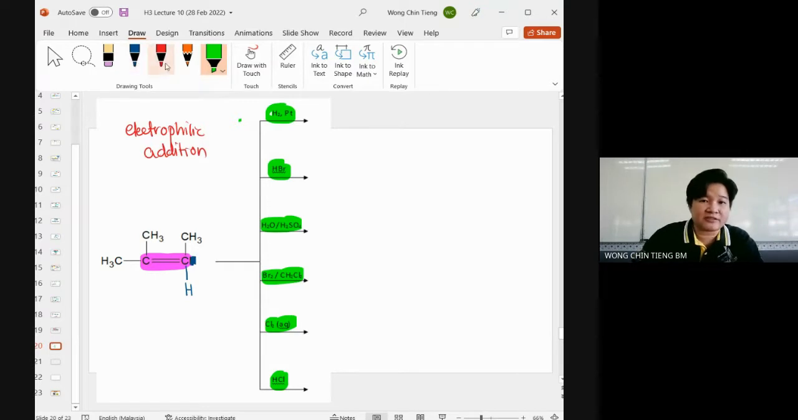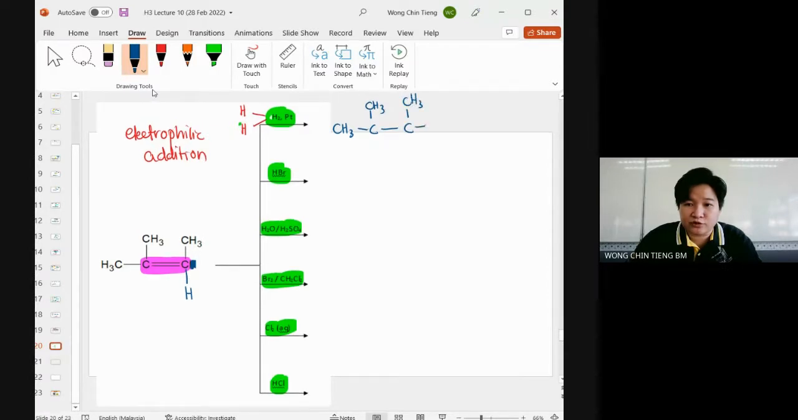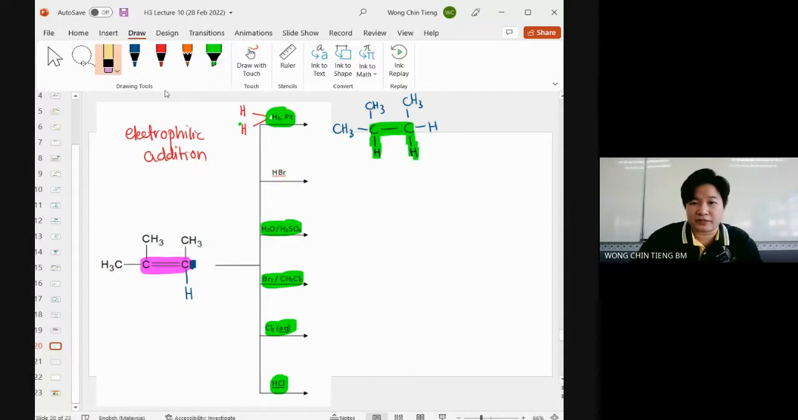So first and foremost, kita tambah hydrogen gas. So saya tambah hydrogen gas bermakna saya tambah H, saya tambah H. Apa yang berlaku? Yang tak berubah kekal duduk diam-diam, salin balik sahaja. And apa yang berubah adalah carbon yang pegang double bond tadi dapat kawan baru. Dan kawan baru kita adalah hydrogen. Okay, tu kawan baru kita.